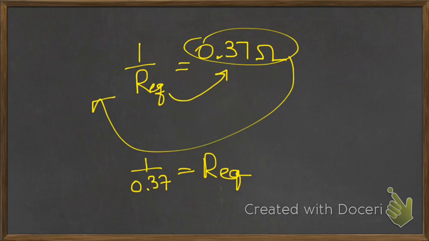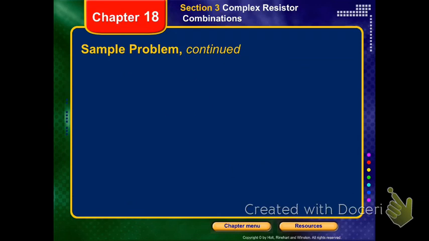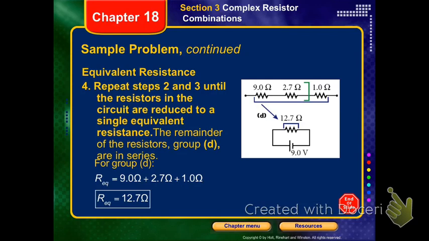On our PowerPoint, it shows the 3.7 on the top. Well, it is, but if you're looking at this part right here, you have to take the reciprocal, because it's 1 over equivalent equals 0.37. Now that you've got that, everything you're working with is in what type of setup? The 9, the 2.7, and the 1. Series. It's all in series. So you can do an additive process of those three: the 9, the 2.7, and the 1. That gives you your equivalent resistance for the entire circuit.